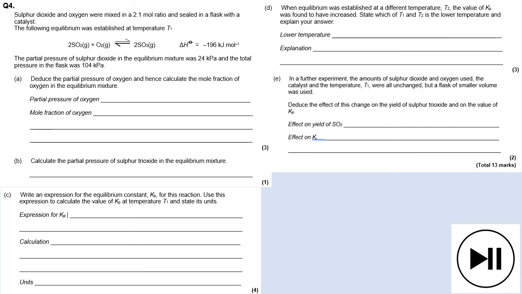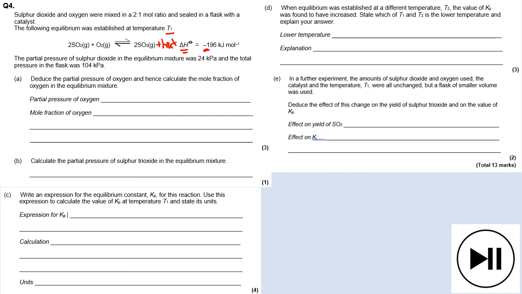Okay, so we've got an equilibrium at the top there, sulfur dioxide with oxygen making sulfur trioxide. You don't need to be familiar with the reaction. In fact, they're going to purposely make you unfamiliar with the reaction. Okay, so we've got an equilibrium at T1. We know the forward reaction is exothermic because we are told that delta H is minus 196, so we know the heat will be on the right hand side.